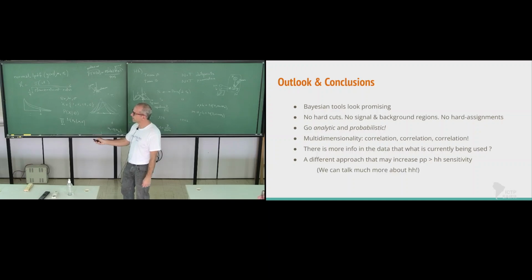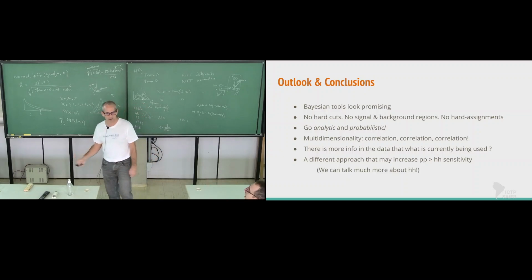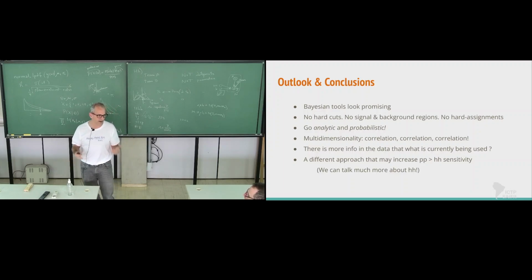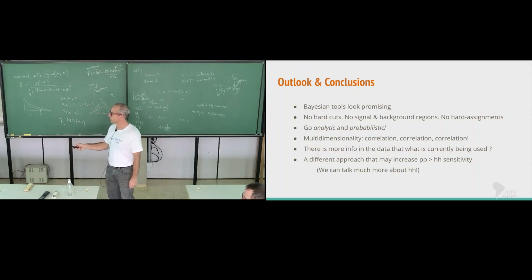Multidimensionality, correlation. There is more information in the data than what is currently being used. Yes, I am certain of that. But of course, we know it is very hard, and experimentalists are making a great effort to improve the analysis as data comes in. That's very hard, I can imagine, and we are trying to improve this sensitivity.